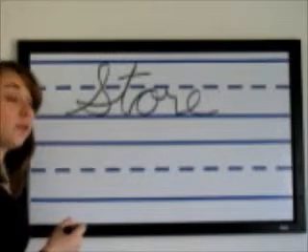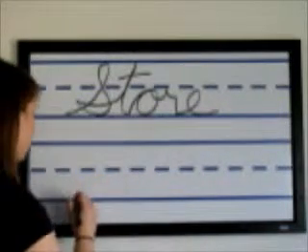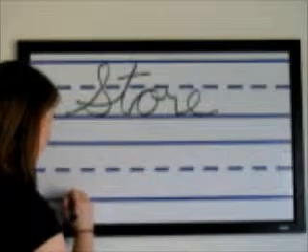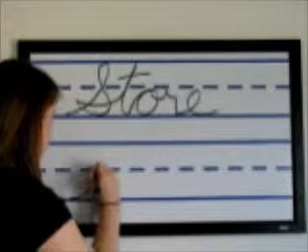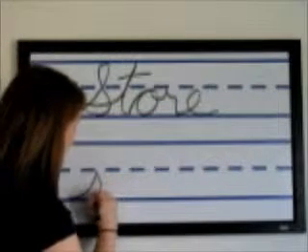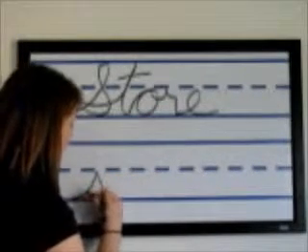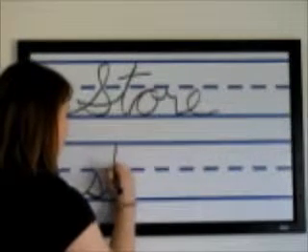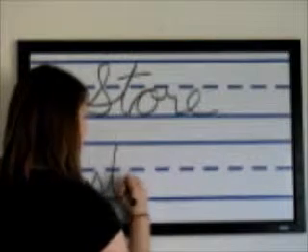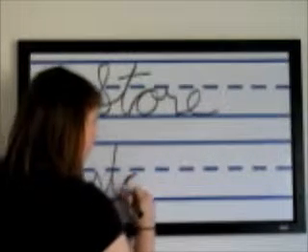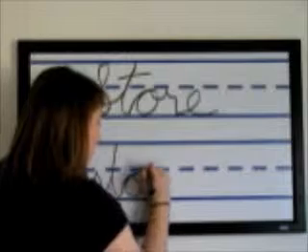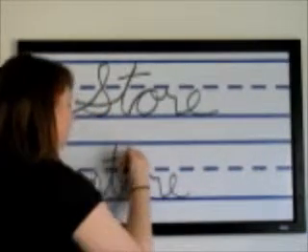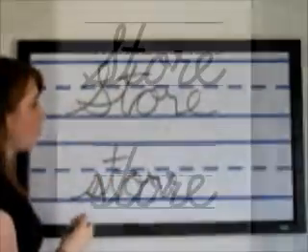So let's do it with our lowercase letter s. Remember, we're starting down at the bottom of the line here. You're going to go up to the middle of the line, make your bird's belly, and rock back. Make your T, slant line up, slant line down, round and through, make your little roof. There you go. You have the word store.